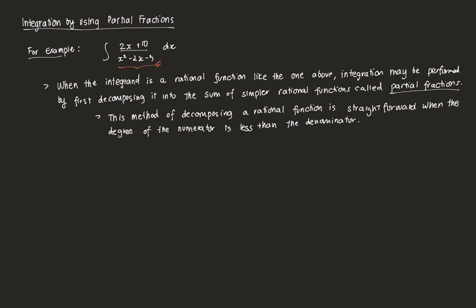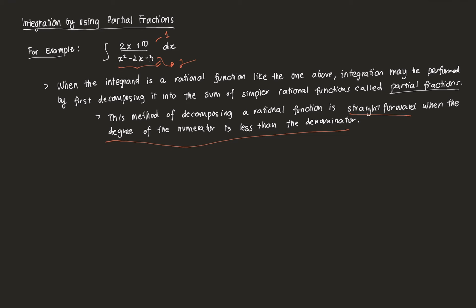And this method of decomposing a rational function is straightforward for as long as the degree of the numerator is less than the degree of the denominator. If you notice, the degree of the numerator is 1 because the highest exponent is 1. In the denominator, it's 2. So we have a simple case there.